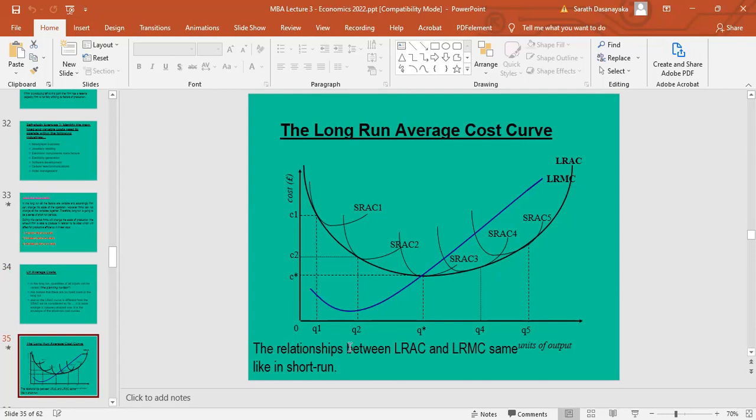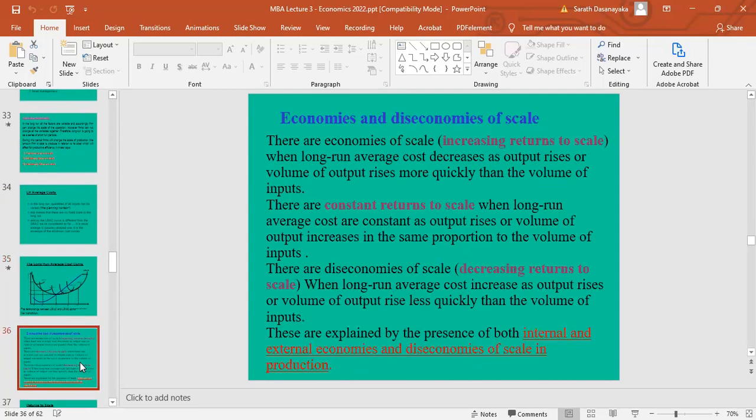Then you can see the relationship between the long run average cost curve and the long run marginal cost curve, same like in the short run. Then you can see this behavior we can explain. We are trying to explain the long run average cost curve.